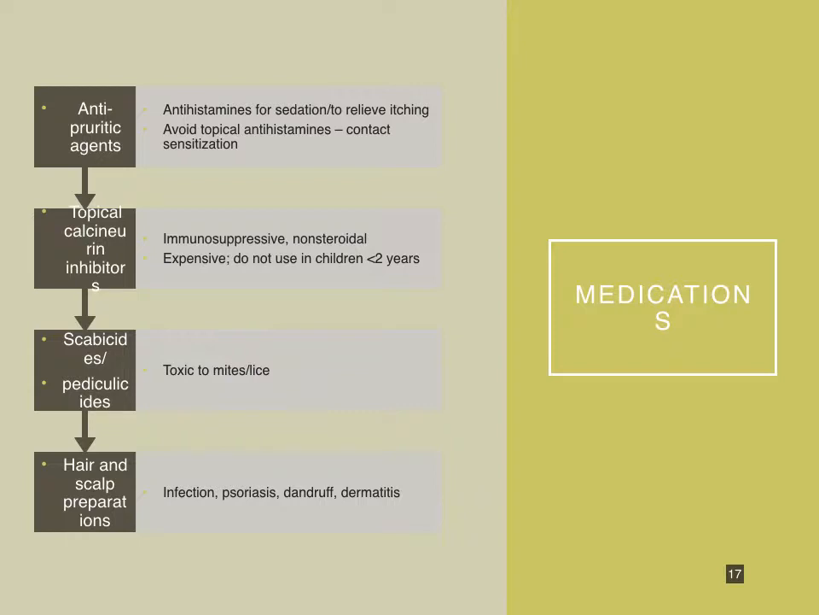Antihistamines are often used to relieve itching, because a lot of skin problems lead to itching, and we only use oral antihistamines. We do not use topical antihistamines because they're associated with sensitization. There are some other types of agents known as calcineurin inhibitors, which we talked a little bit about, that are used in atopic dermatitis, but they do not have FDA approval for children under 2 years, and they are not first-line treatment. We're going to talk a little about scabicides and pediculicides, and hair and scalp preparations.